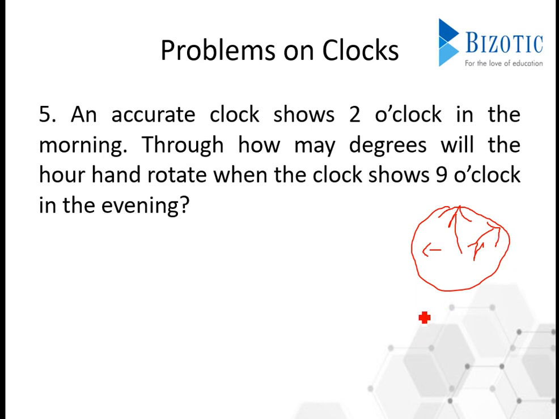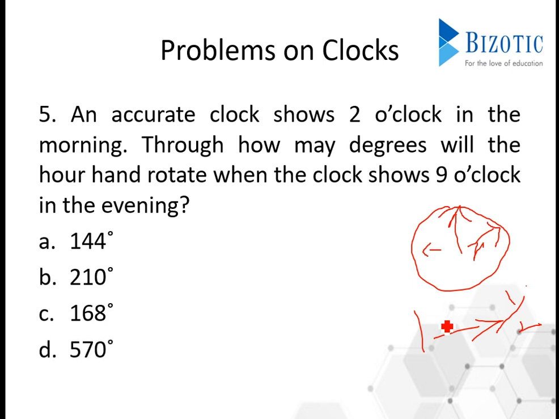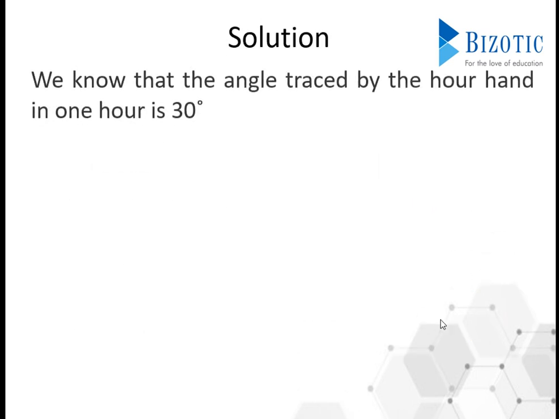And I had told you that for every minute space, the hour hand will move half a degree. So for one complete rotation of 12 hours, how many degrees would it have moved? You have to calculate that. In order to calculate, we'll look at the options. So options are given. Let's move on to the solution.